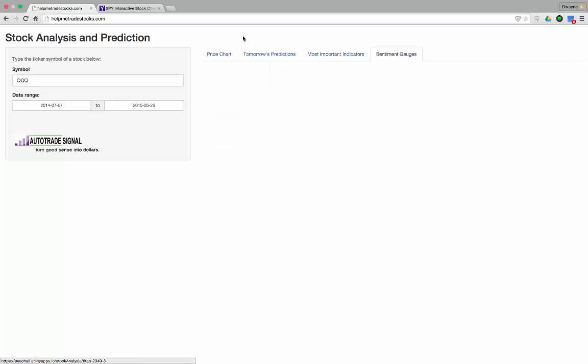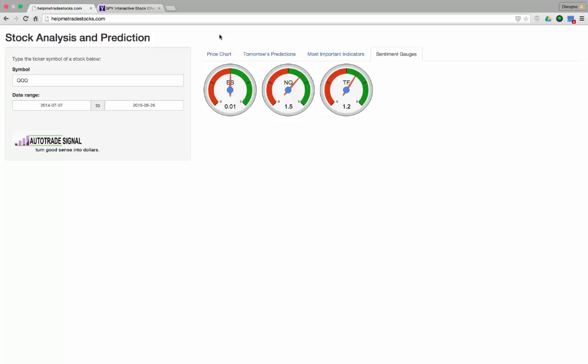and interpret. On the sentiment gauges that we have here, we've simply plotted the market sentiment for the S&P 500, for the NASDAQ, and for the Russell. And we've marked them there with the individual futures contract abbreviations, ES for the S&P, NQ for the NASDAQ, and TF for the Russell. And what we do is we put it on a gauge.